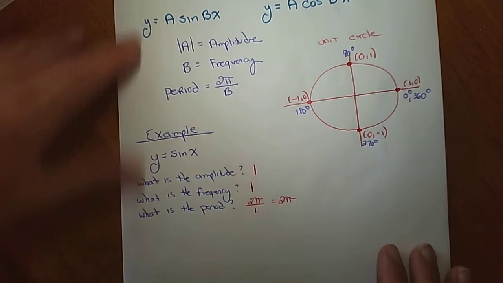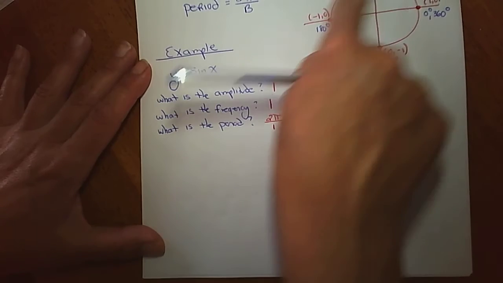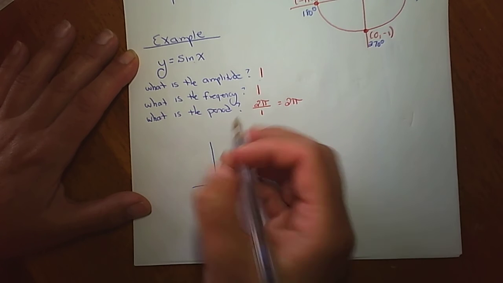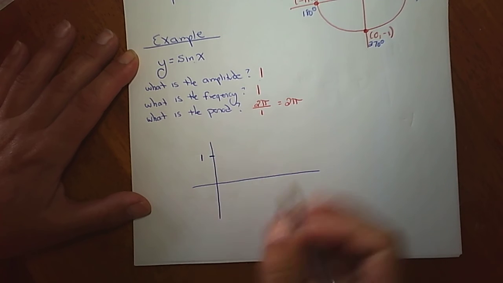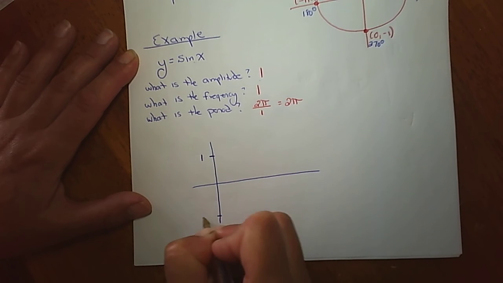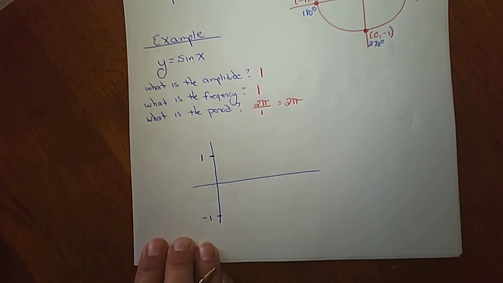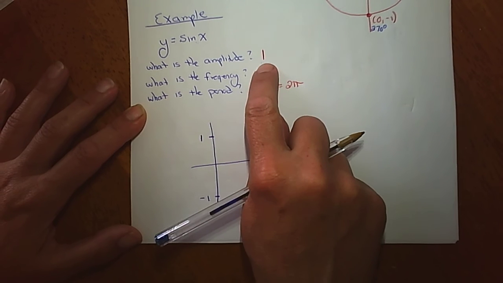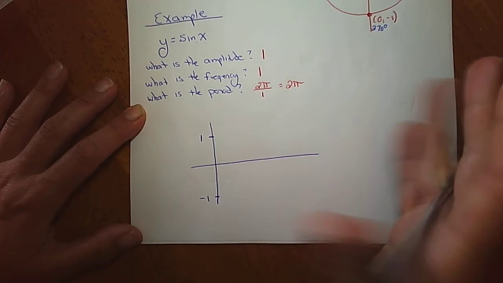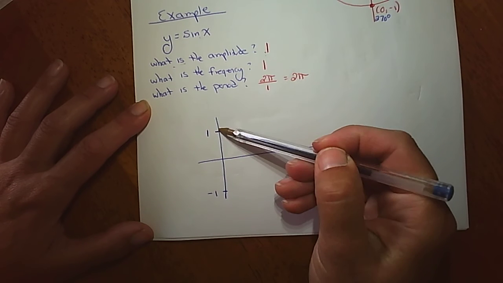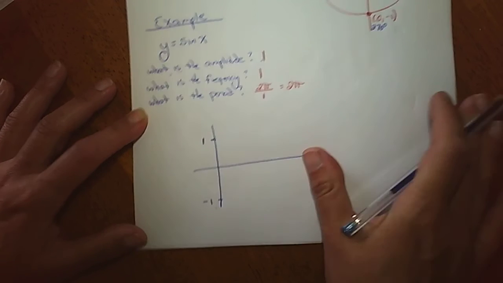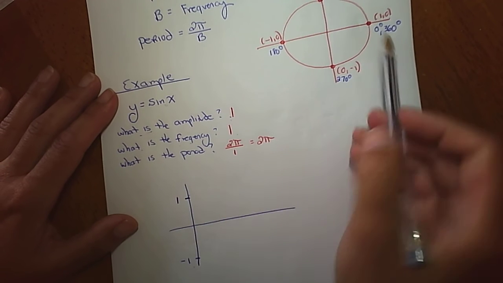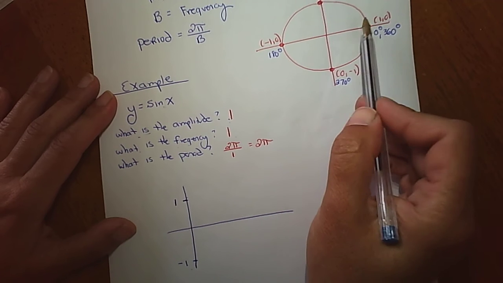Now, when we graph, all we're going to do is graph the unit circle. First, the biggest y value we see is the number 1, and the smallest y value we see is negative 1. So when we graph these, I'm going to go 1 and negative 1. Notice my amplitude is 1. That's not a coincidence. So your amplitude tells us how high and how low we're going to go. Now, frequency is 1. That means I'm going to make 1 trip around the circle.